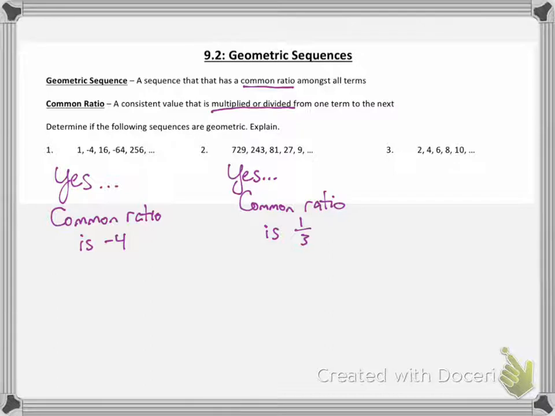The last one here is not geometric. We're not multiplying by the same value or dividing by the same value as we go from one to the next. This is actually an arithmetic sequence because to get from one value to the next, we simply add 2 every single time. So there is a consistent pattern, but it's addition, not multiplication or division. So this will be arithmetic, not geometric.